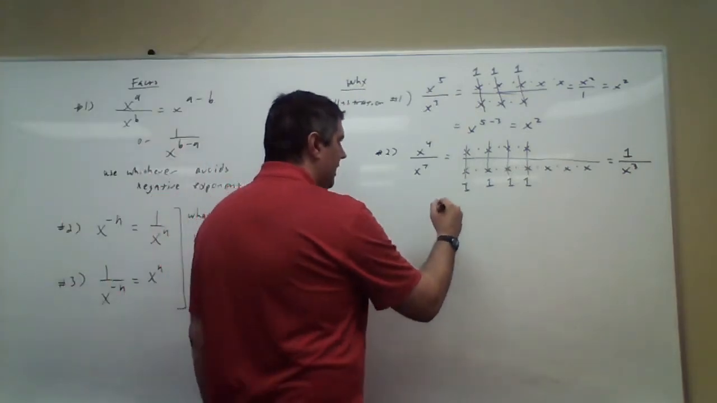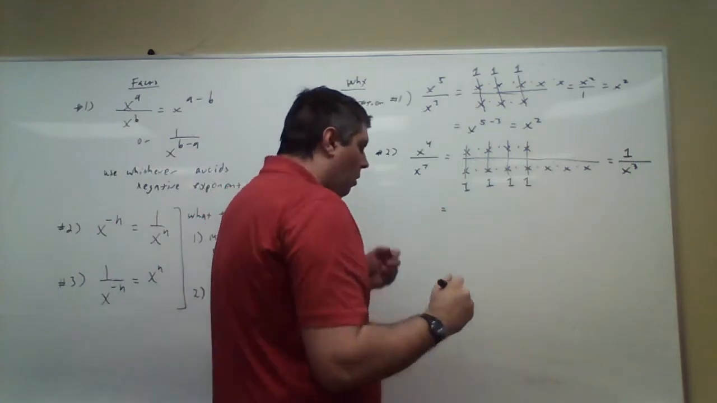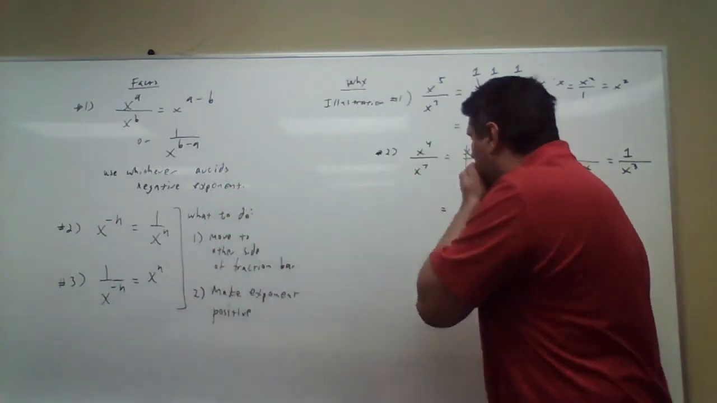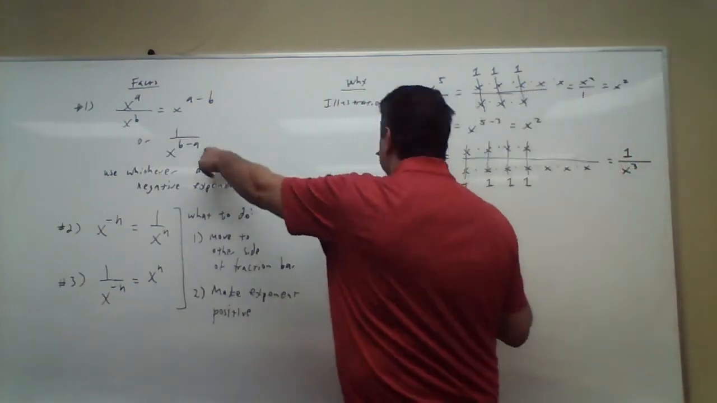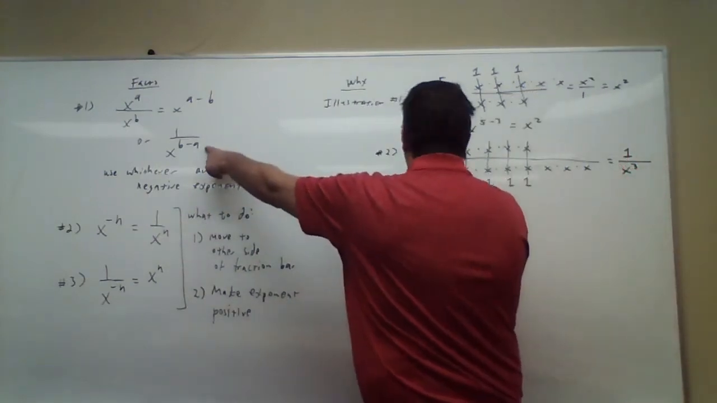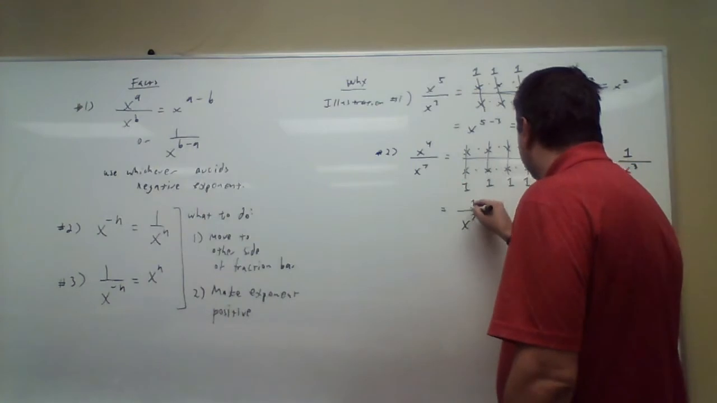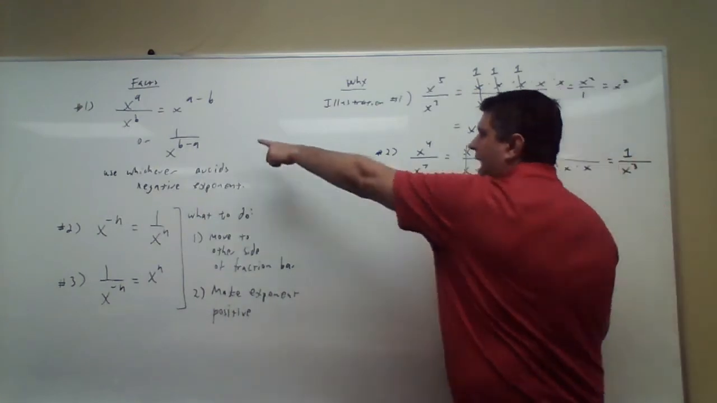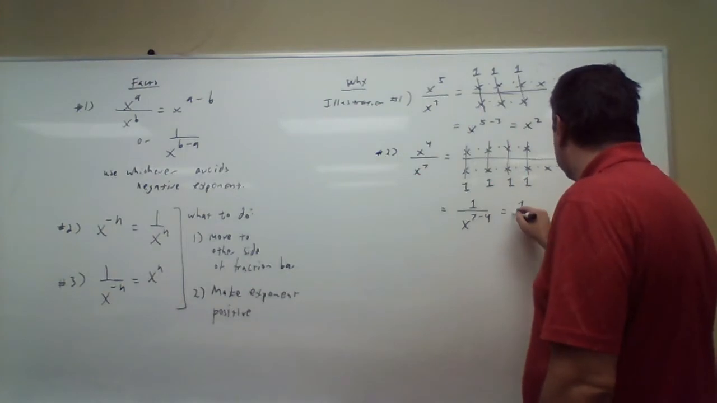And what we would have done here is we use the rule that avoids a negative exponent. Because the power down here is higher, I would have done x to the 7 minus 4 and left the 1 up there. So that would have given me 1 over x cubed.